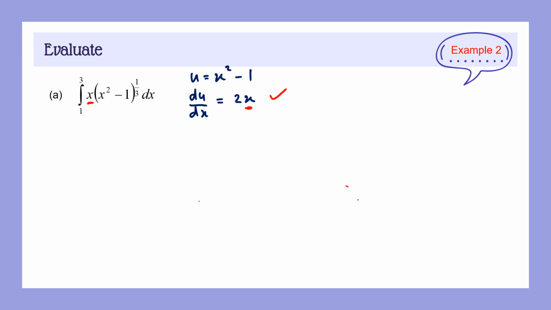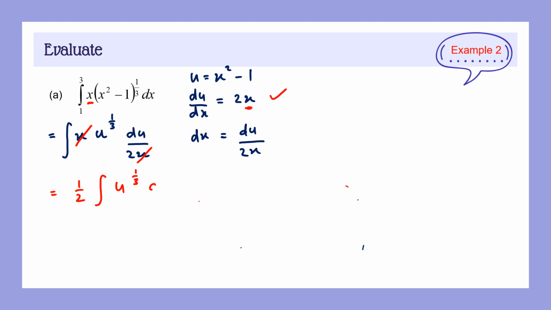Now we make dx the subject, so we get dx equals du over 2x. We substitute into the integration, so then integrate x, this one becomes u power 1 over 3, dx is du over 2x. So then we can cancel out x, so we get 1 over 2 integrate u power 1 over 3 du.